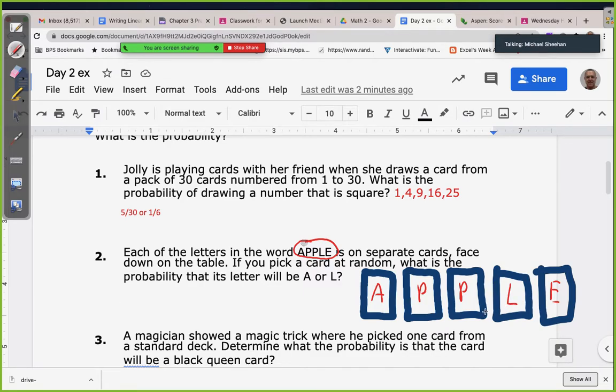What's the probability I'm going to pick an A or an L? Repeat that again? Yeah. So what's the probability if I pick one of these cards, I'm going to get an A or an L? You're most likely gonna get an L. Well, so I want to get an A or an L. So how many of those cards are either an A or an L? 2. Right. This one and this one. So I've got a 2 out of 5 chance. My probability of getting an A or an L is 2 out of 5.